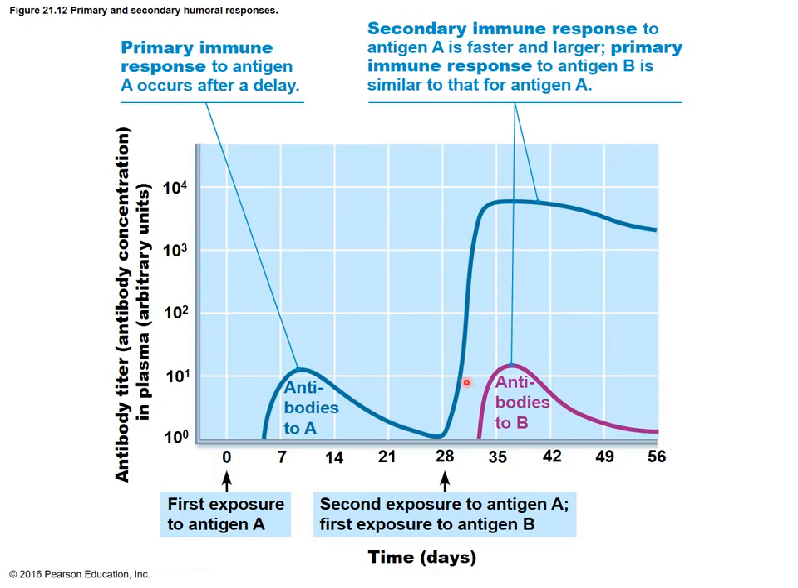You're exposed to something else that's different. This is just showing the specificity. It can distinguish between A and B. So now you start this whole process again, produce antibodies to B. It goes down.